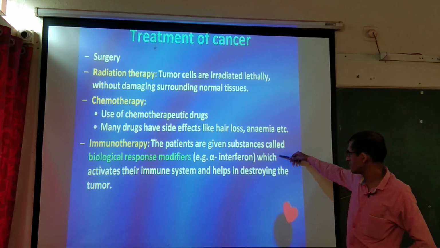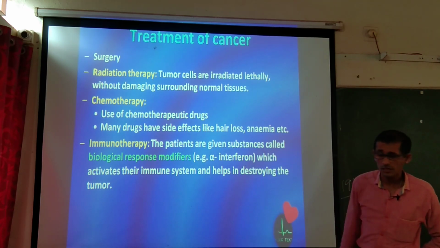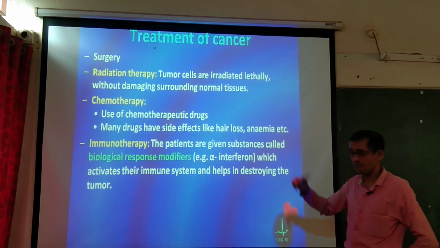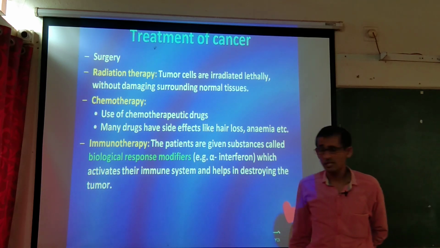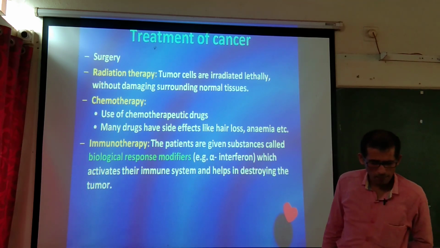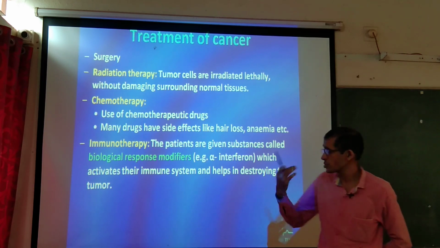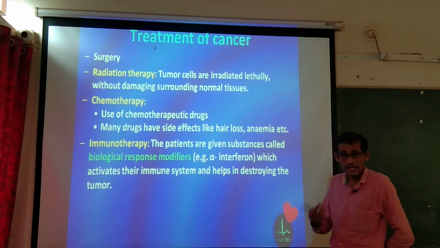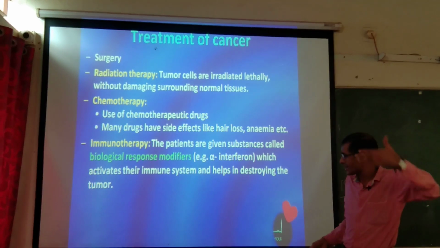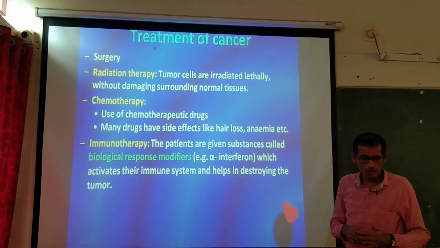So patients are given substances called biological response modifiers. That is what example interferon. So interferons, alpha interferon is going to be implemented which activate their immune system. Immune system ಅನ್ನು ಬೂಸ್ಟ್ ಮಾಡುವಂಥದ್ದು, ಇಮ್ಯೂನ್ ಸಿಸ್ಟಮ್ ಅನ್ನು ಎನ್ಹ್ಯಾನ್ಸ್ ಮಾಡುವಂಥದ್ದು, ಅದರ ಪವರ್ ಅನ್ನು ಜಾಸ್ತಿ ಮಾಡುವಂಥದ್ದು, ಆ್ಯಂಡ್ ಹೆಲ್ಪ್ಸ್ ಇನ್ ಡಿಸ್ಟ್ರಾಯಿಂಗ್ ದ ಟ್ಯೂಮರ್ ಸೆಲ್ಸ್. ದಟ್ ಈಸ್ ದ ಇಮ್ಯುನೋಥೆರಪಿ.